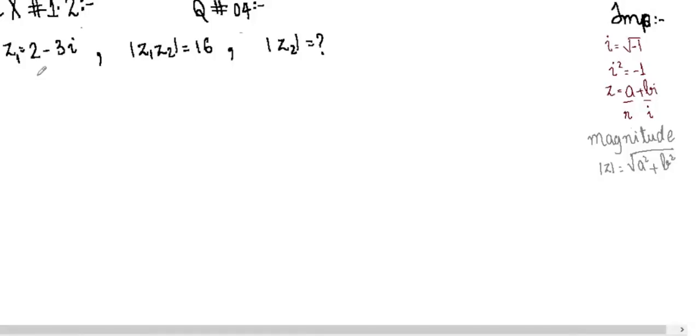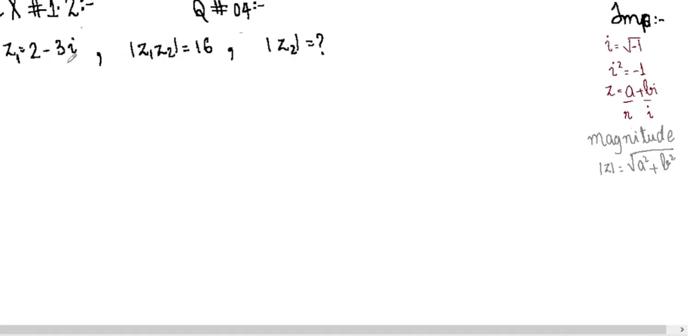Bismillahirrahmanirrahim. This is the second exercise of chapter number 1, class 11 maths, and we are going to do question number 4 right now. For this question you must know that if z is a complex number, whose usual notation is a plus b iota, then its magnitude is under root a square plus b square, where a is the real part and b is the imaginary part. So basically it means the square root of real part whole square plus imaginary part whole square.